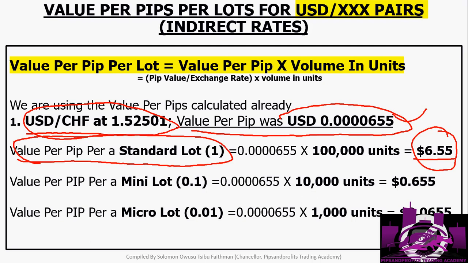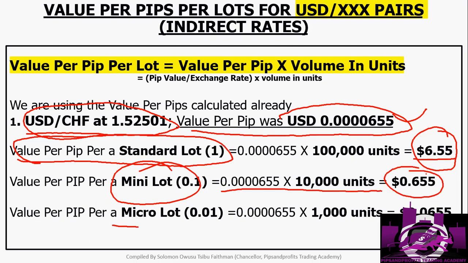Okay, and then for micro, when we do the calculation, we multiply our value per pip by our volume in units, we are going to get this. And then the micro lot, we are going to get this. Now, when we go through this, it will give you a sense of which pairs you have to focus on. All the pairs will not give the same value. Some will give you less and others will give you more.